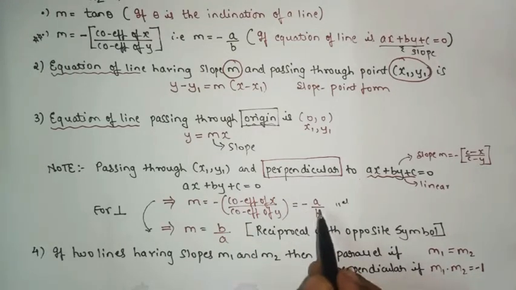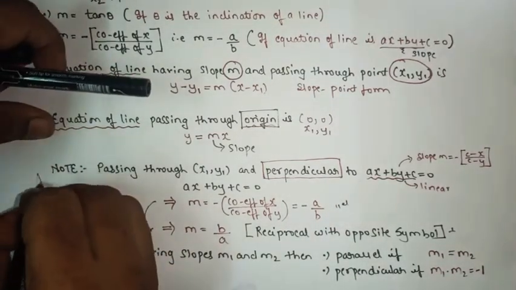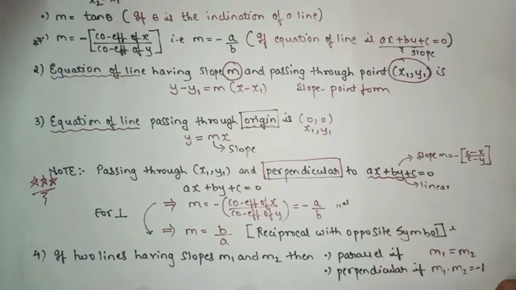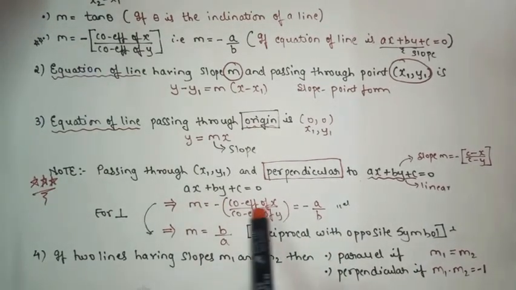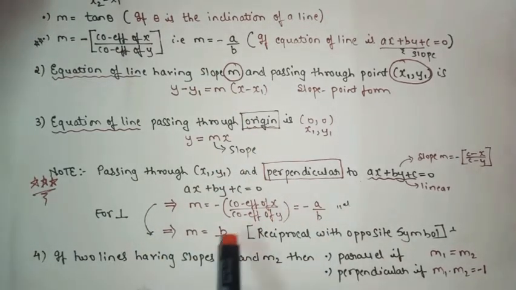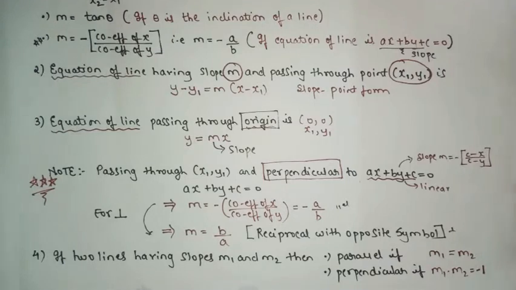So when you take the reciprocal with the opposite symbol, this slope is for the perpendicular condition. Got the point? Yes or no? This is a very important point which you have to remember whenever the word perpendicular comes in a statement, in a sentence. You cannot find the slope directly, so you will substitute the value in the equation. After finding the slope, you simply take the reciprocal of that slope with the opposite symbol. This was the important point to find the slope for the perpendicular condition.